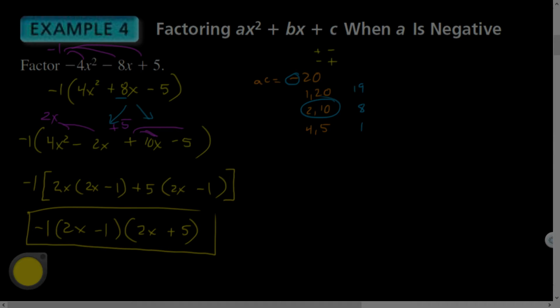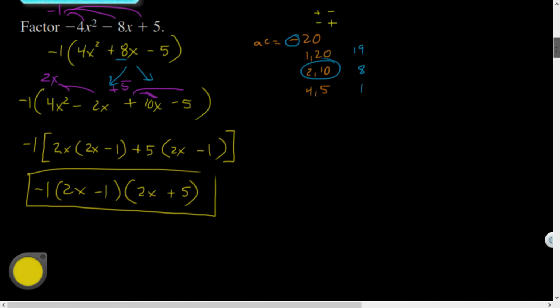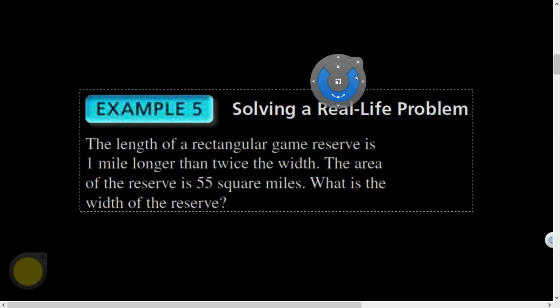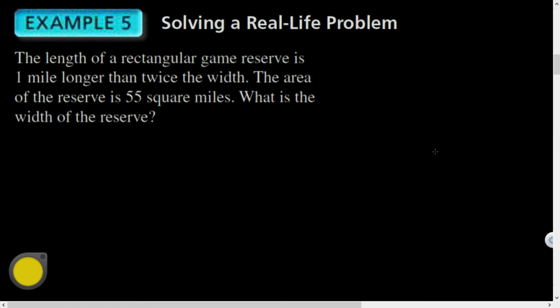Okay, let me show you guys example 5, and I'm going to try to wrap this up. With example 5, we're going to do the factoring thing, but it's going to be equal to 0 again. Remember what happens when it equals 0? I'm going to use the zero product property. All right, so that's what we're going to do. So here we go. The length of a rectangular game reserve is 1 mile longer than twice its width. What? Okay, so let's draw this rectangle.